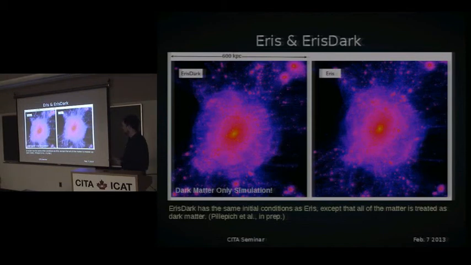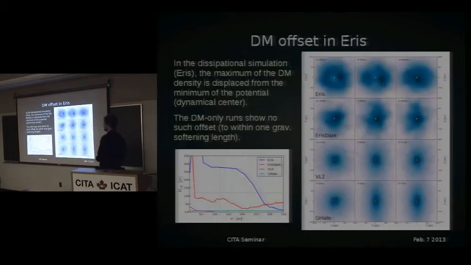I think Annalisa was actually visiting here recently, and I'm sure she talked about the simulation. It's exactly the same initial conditions, there's no gas physics, and so you can do a direct comparison. So we looked straight at the center in the Aris simulation. These are slices of the dark matter density field, X-Y, Y-Z, all three Cartesian slices. The white cross gives the center of the potential, the canonical center, and the red cross indicates the position of the maximum dark matter density.